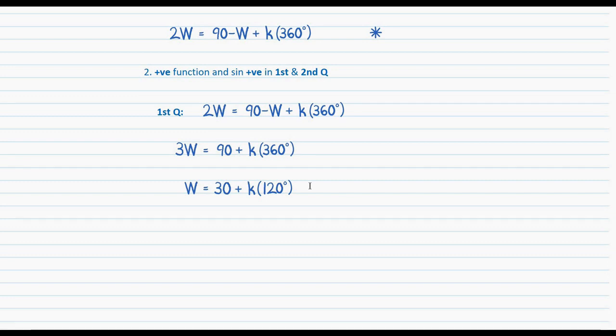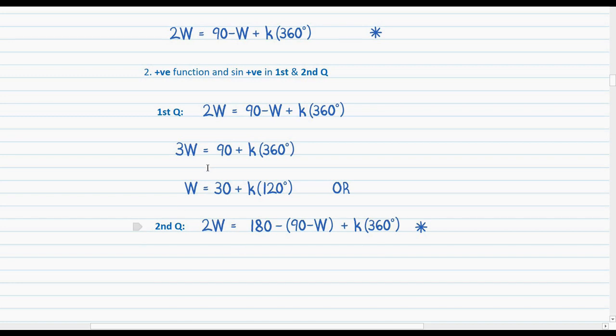Then for the second quadrant, remember I said that you think of this as being theta. So for the second quadrant, you have 180 minus theta. In this case, that would appear as 2w equals 180 minus 90 minus w, plus the multiple and the period. So that's your second basic solution. And now, as you did for the first one, you can make w the subject and do the calculation to get the solution.